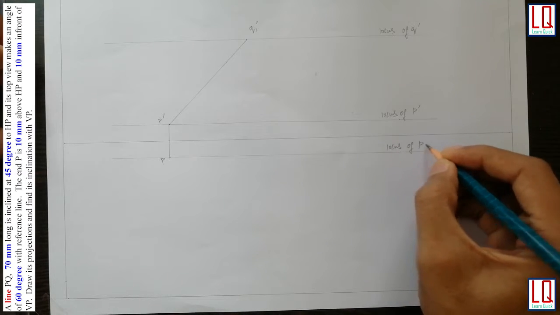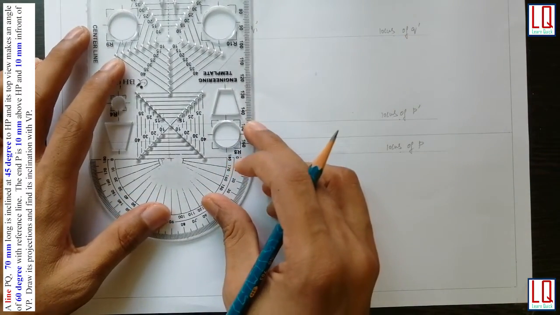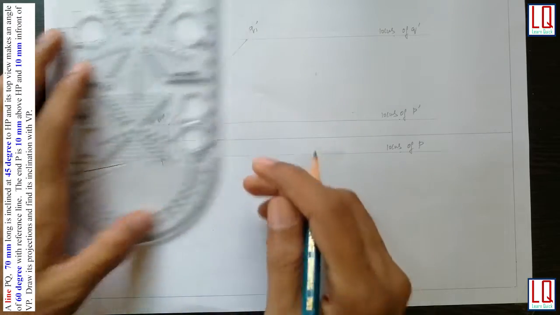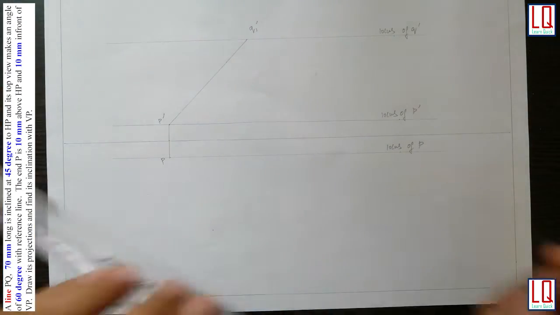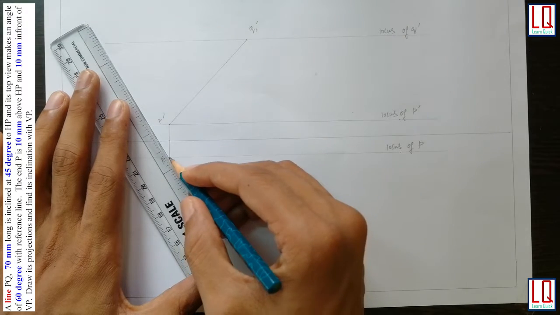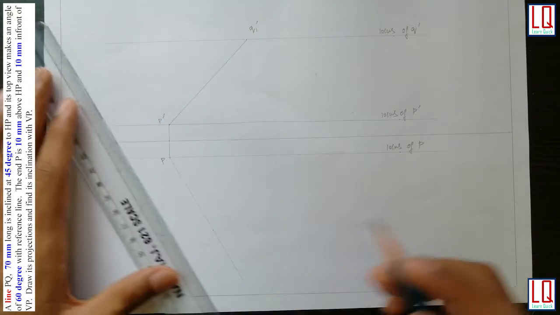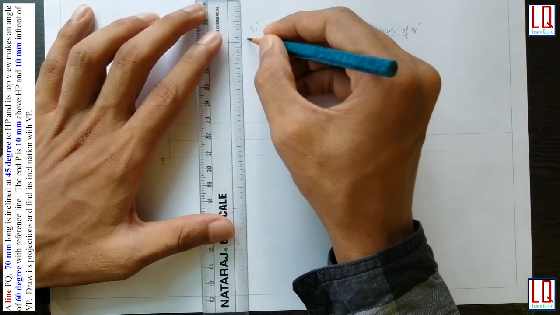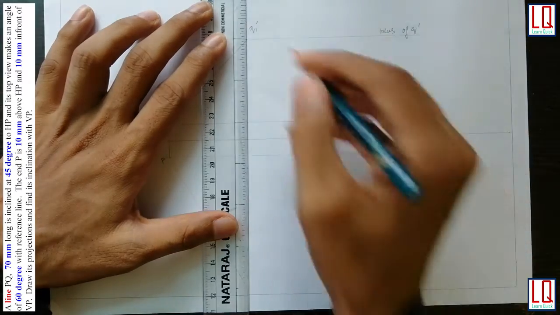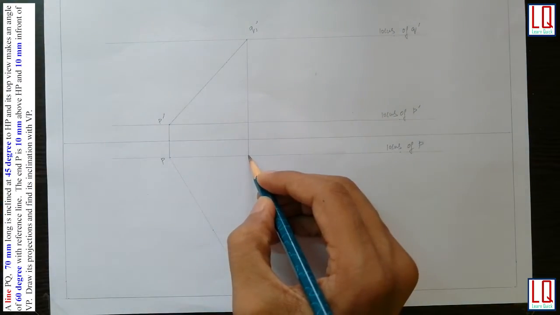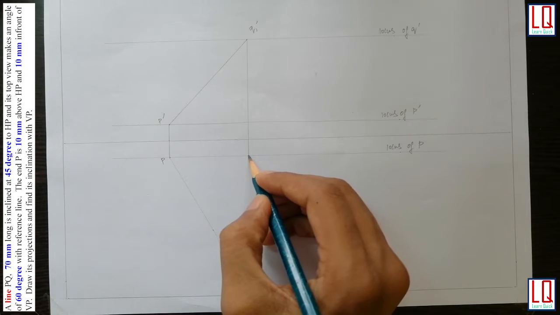locus of P. Now we will mark 60 degree in top view, which is the angle of the apparent line, the apparent inclination in top view. Since we don't know the length of this line, we will extend this line for some distance as of now. So now from Q1 dash we will draw a straight line to locus of P to obtain Q1.